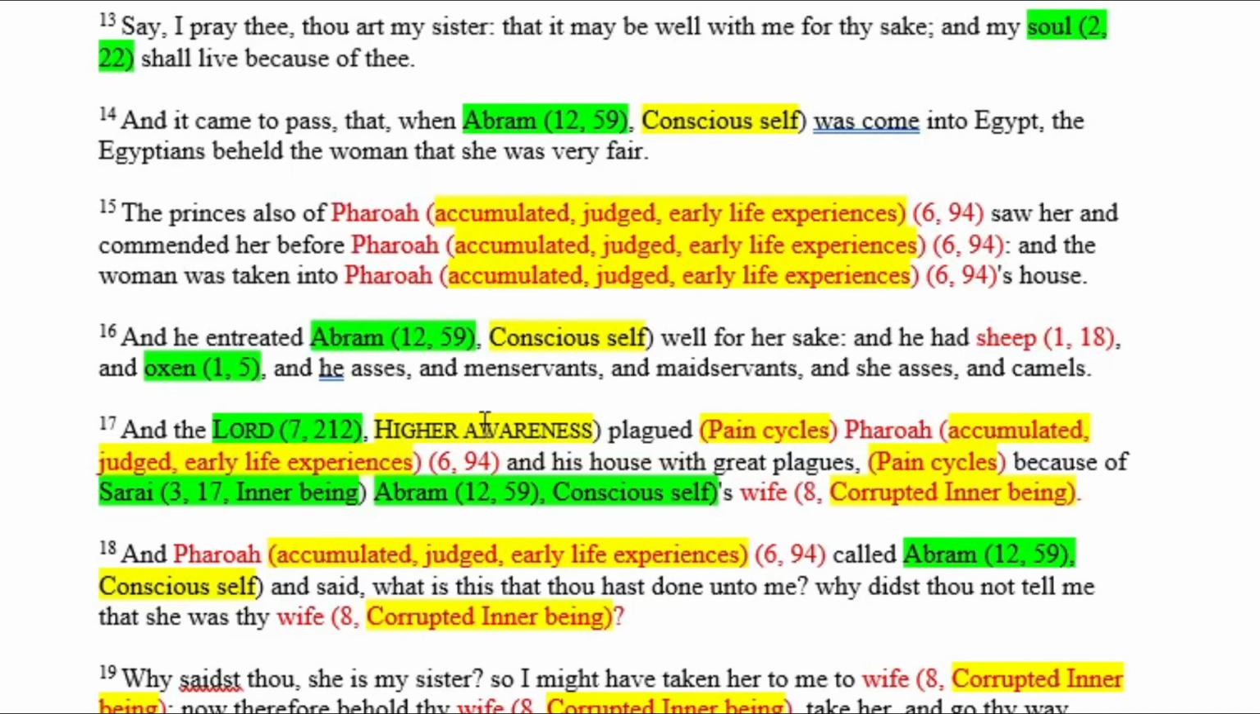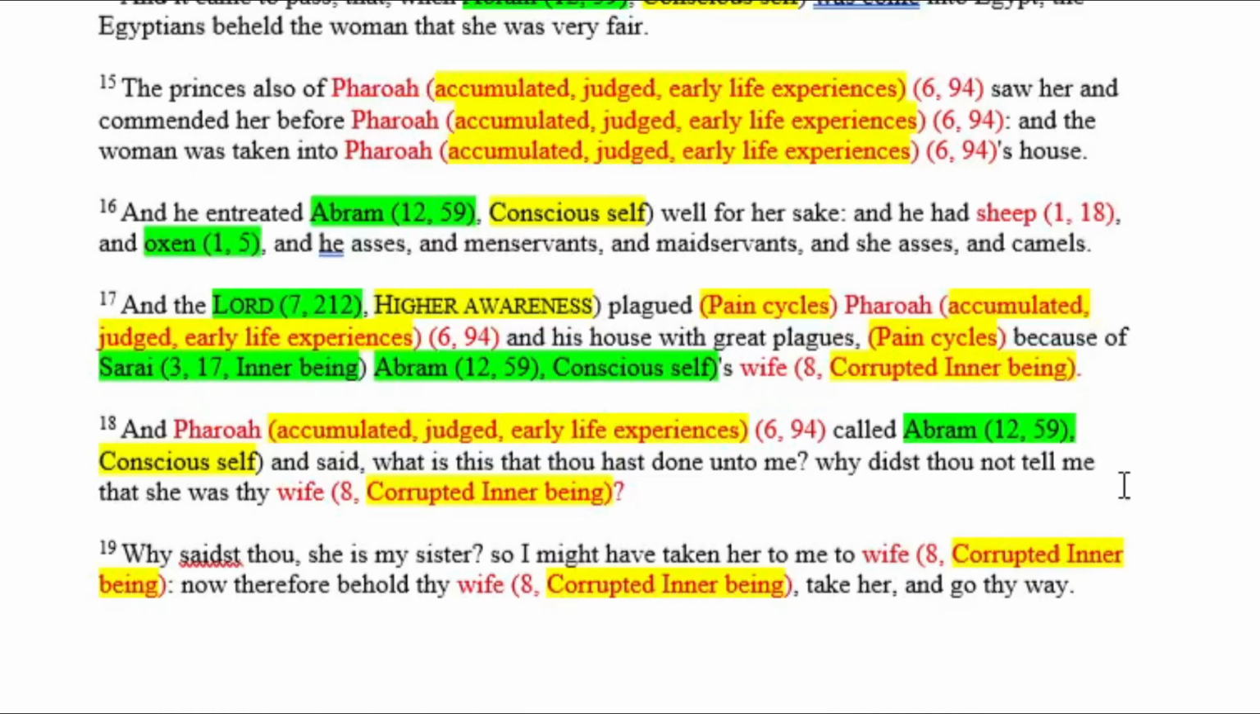But what do we have? In the higher awareness, plagued pain cycles. Higher awareness creates pain cycles from the accumulated early judged life experiences. And the pain cycles continue because of the inner being and Abram, the corrupted inner being.